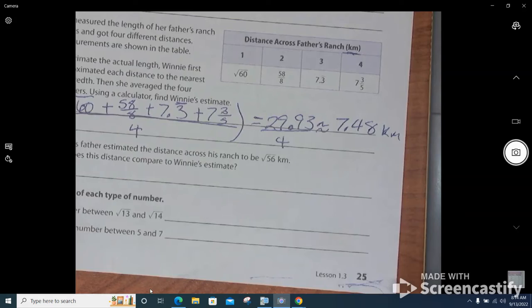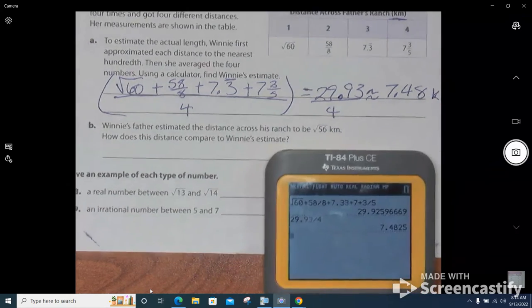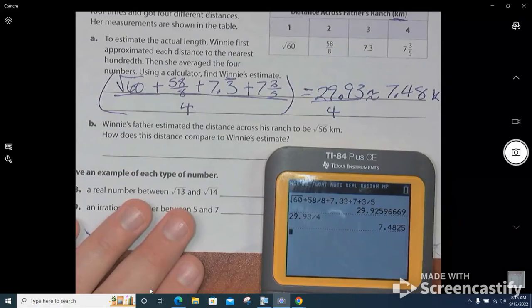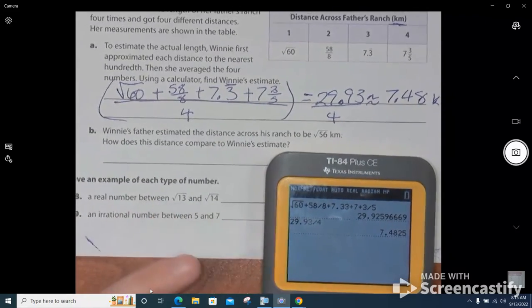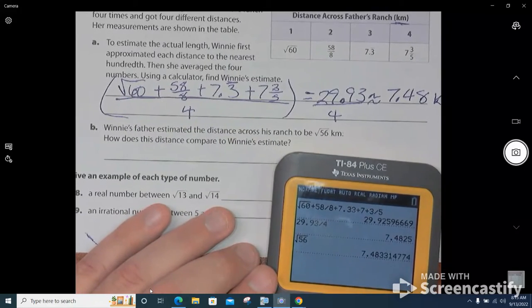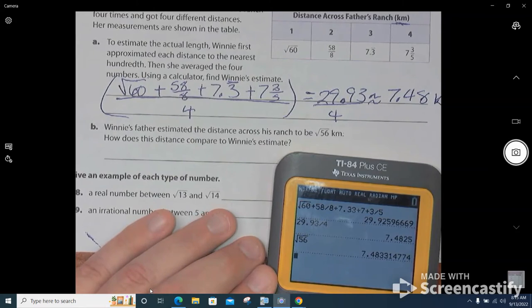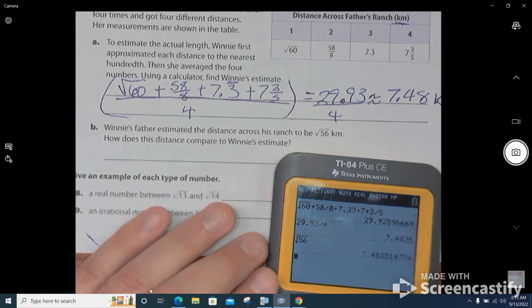Were there any questions before I move on to part B? All right, so Winnie's father estimated the distance across his ranch as the square root of 56. How does this compare to Winnie's estimate? So what do we need to do, guys? What do you think? How about we find out what the square root of 56 is? So on your calculator, hit second and then the square root symbol 56. He got 7.48 as well. It's a little bit off. He's just a little bit bigger than hers.